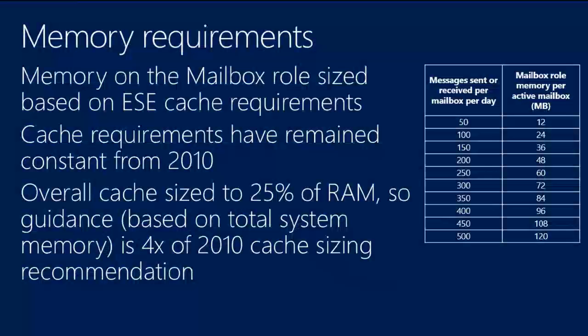They're actually still based on database cache. So in 2013, when store starts up, it looks at the amount of memory on the system and takes 25% of that and allocates it to database cache. Our database cache requirements have stayed the same between 2010 and 2013, which means that these numbers are exactly 4x the cache requirements for 2010. We want to make sure that we're allocating the same amount of cache memory. So given that 25% of the memory on the box is for cache, we just multiplied those numbers times 4, and that's what you see here.